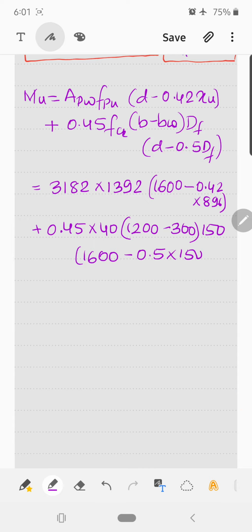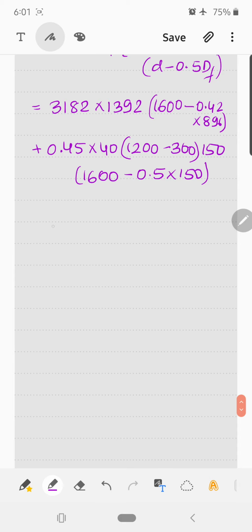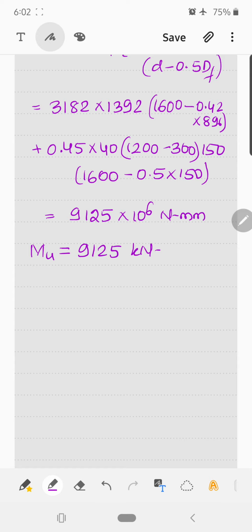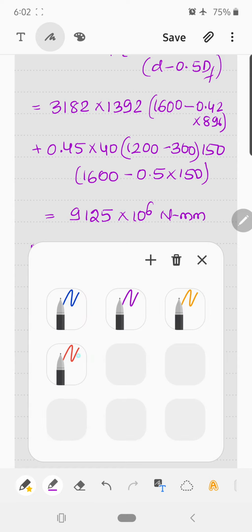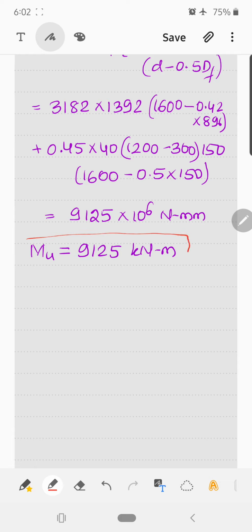So calculating this, we'll get the value as 19125 into 10 to the power of 6 Newton mm. So therefore the moment of resistance of the given section is 19125 kilonewton meter. So this is the final moment of resistance of the given section.